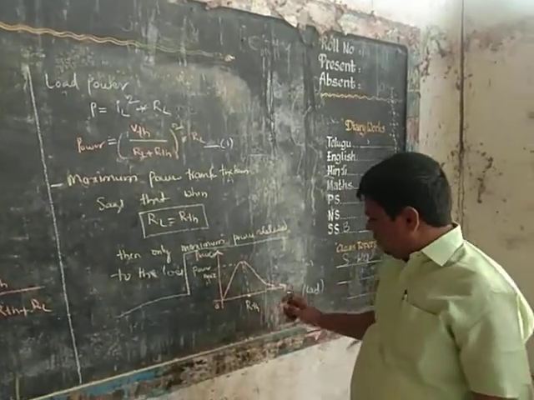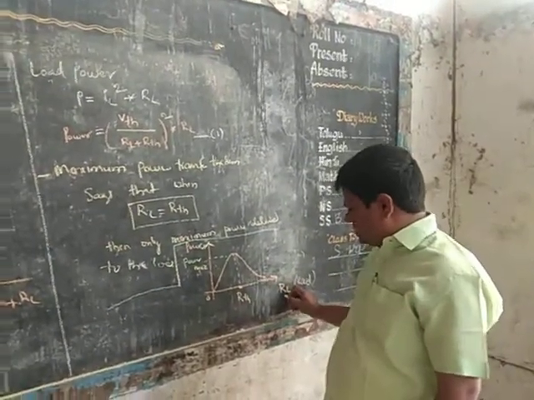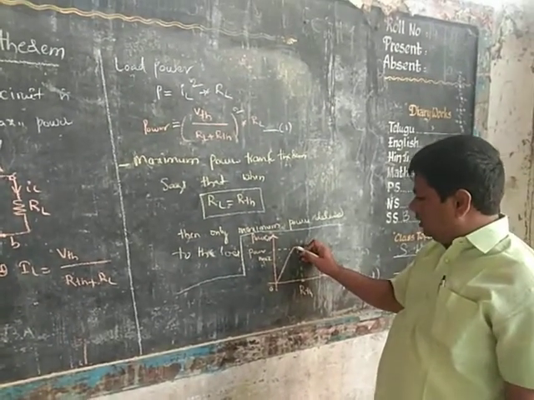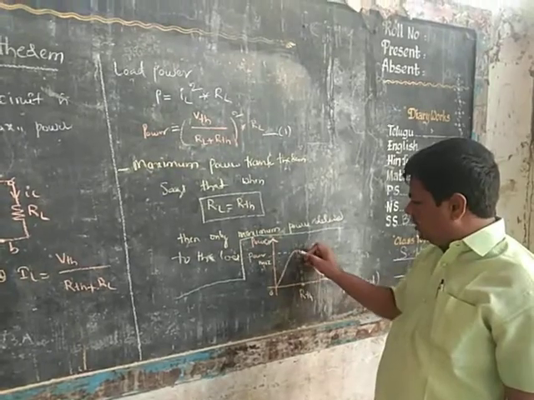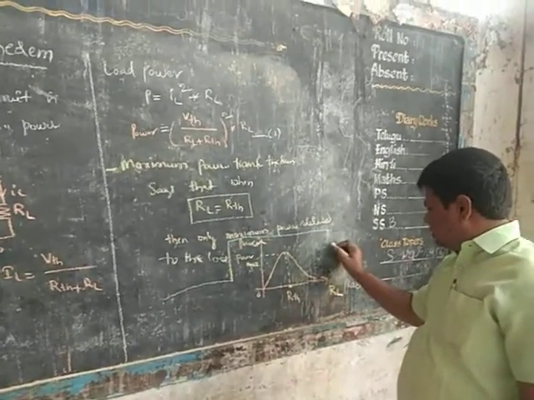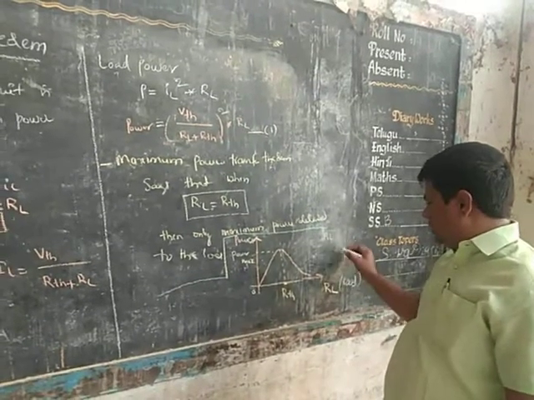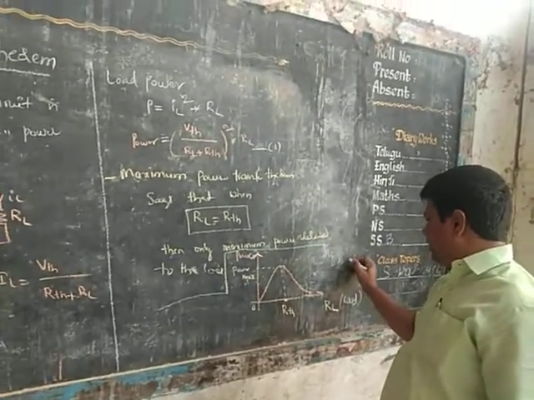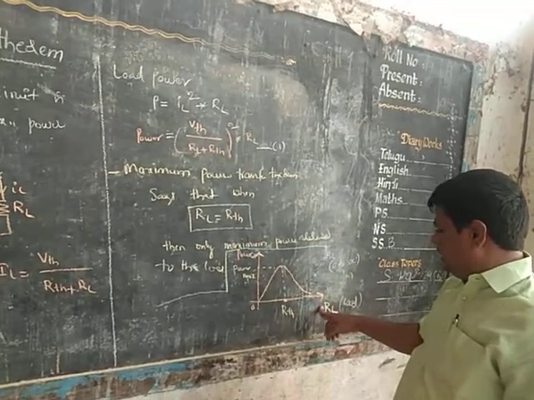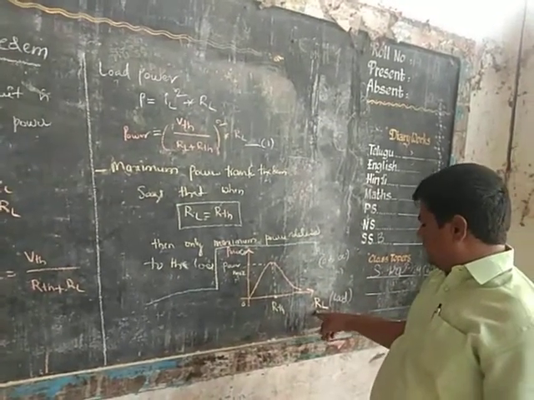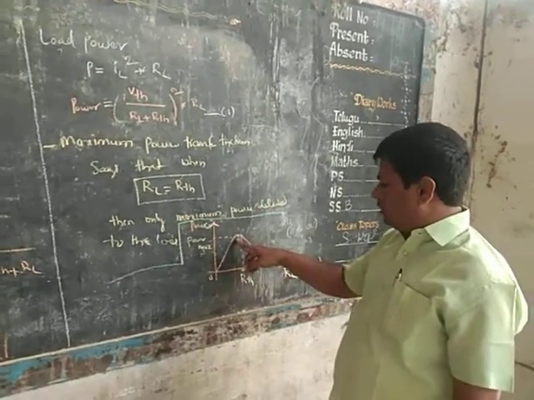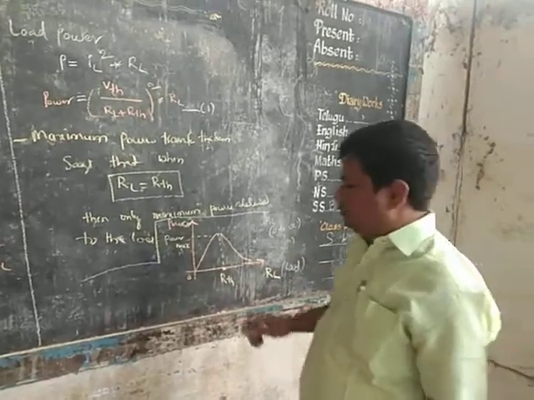This shows that whenever the load resistance is equal to the Thevenin resistance, then only the maximum amount of power is delivered to the load. Whatever RL changes from 0 to a maximum value, suppose infinity, at the Thevenin resistance only the maximum amount of power is delivered to the load.